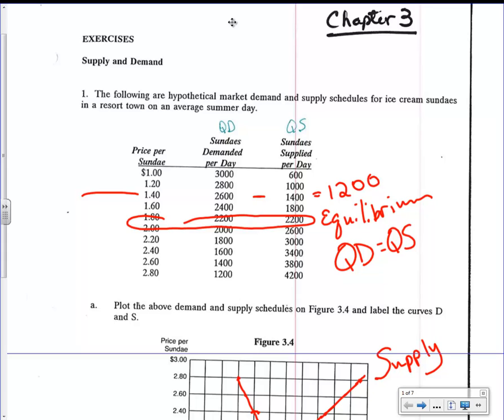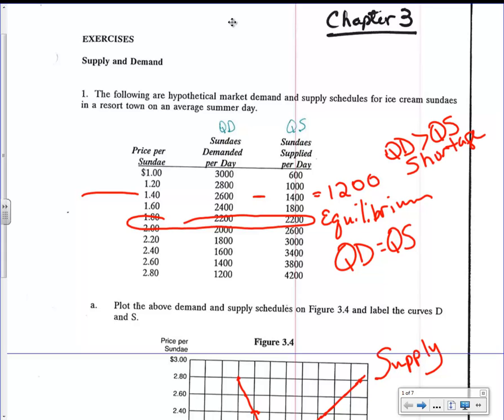Now, quantity demanded is greater than quantity supplied. So buyers are willing to buy more than suppliers are willing to supply. Therefore, that's going to give us a shortage.